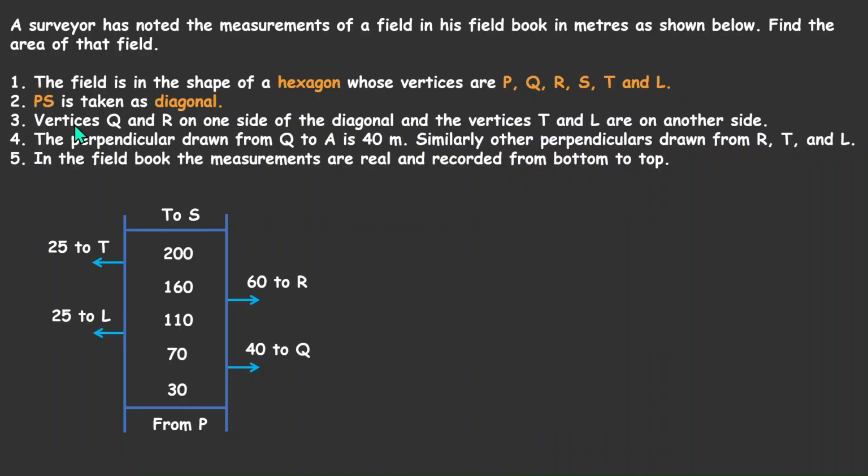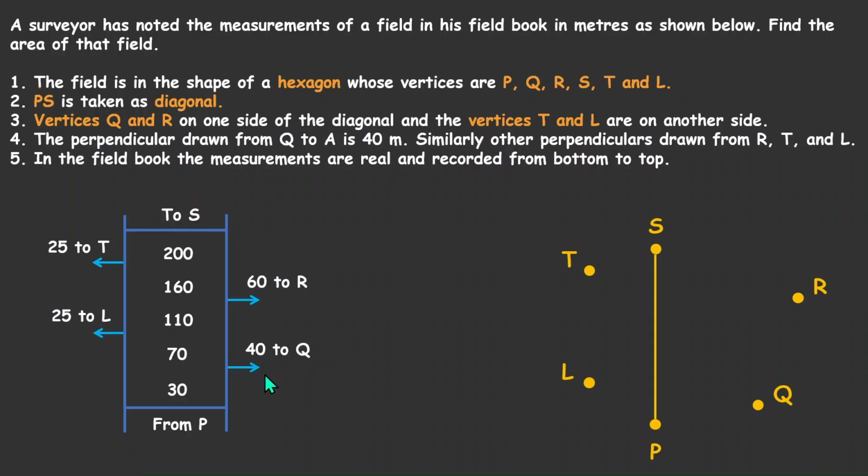Now let's look at the other points. We have vertices Q and R on one side, as you can see here, and vertices T and L on the other side. So a rough sketch of a polygon can be, let's take our points P and S here. Since P and S are diagonal, let's create a line here. We have Q and R on this side and T and L on this side.